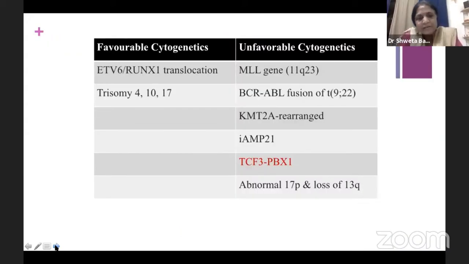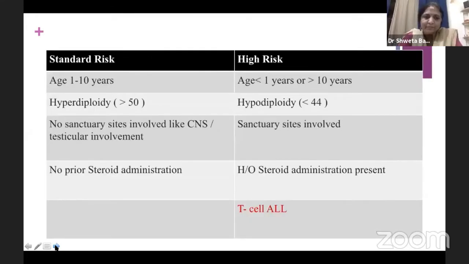So favorable cytogenetics are ETV6-RUNX1 and trisomy 4, 10, 17. Unfavorable cytogenetics are MLL gene rearrangement, BCR-ABL fusion, KMT2A rearrangement, intrachromosomal amplification of chromosome 21, and TCF3-PBX1. We know now that with contemporary regimens, TCF3-PBX1 patients do better, so hence it is in red. It is no more considered an unfavorable cytogenetic. Also abnormal 17p and loss of 13q.